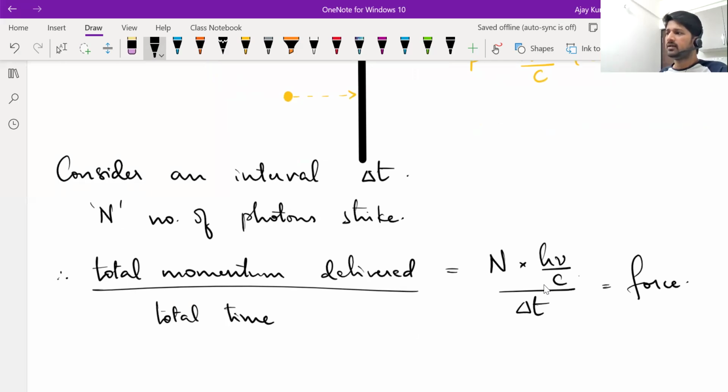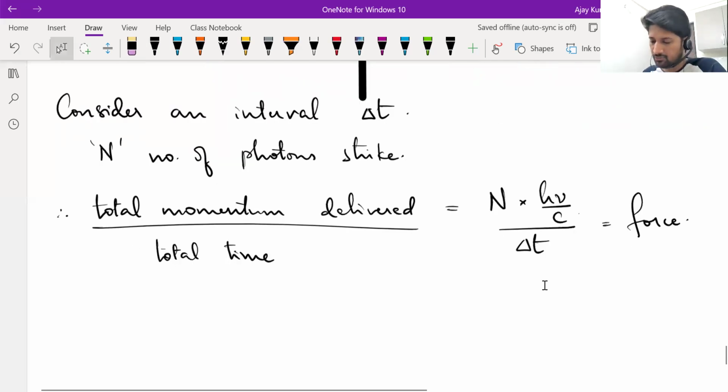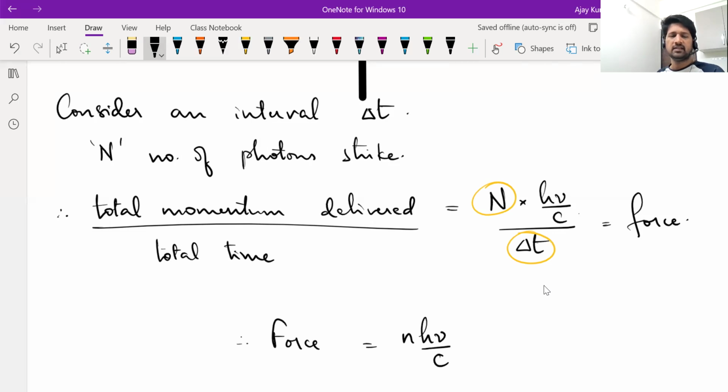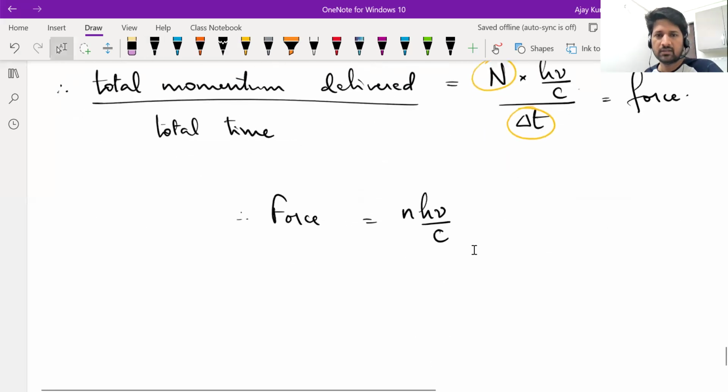So this will be the force acting on the surface: momentum delivered to it divided by the time in which it was delivered. Capital N divided by delta t is the number of photons per unit time, which was given in the problem as small n. That's all. Therefore, the answer for force acting on the surface is small n h nu by c, where c is the speed of light in vacuum. Is this clear to all of you? Any doubt in this?